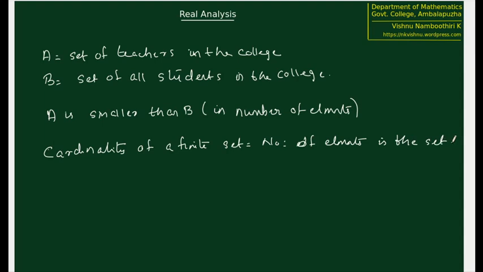and say if the number of elements in one set is less than or equal to, or greater than or equal to, the other one. Therefore, we are basically comparing the cardinalities of two sets. So the cardinality of A and the cardinality of B that we have taken here: the cardinality of A is less than the cardinality of B.